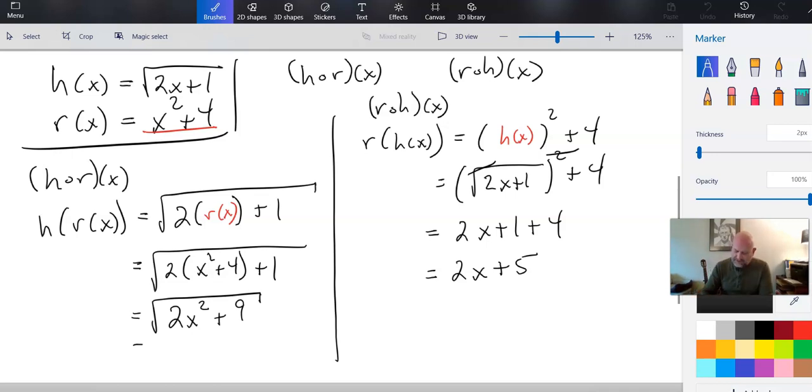Right? Notice these are very, very different answers. So again, with compositions, you do not get the same expression if you do it in opposite directions, at least for the most part. So, pay attention to that.